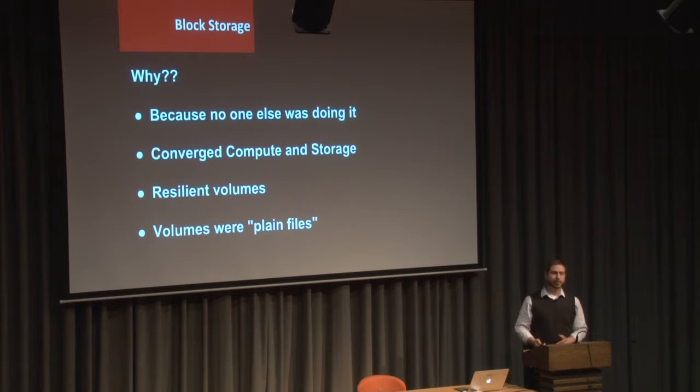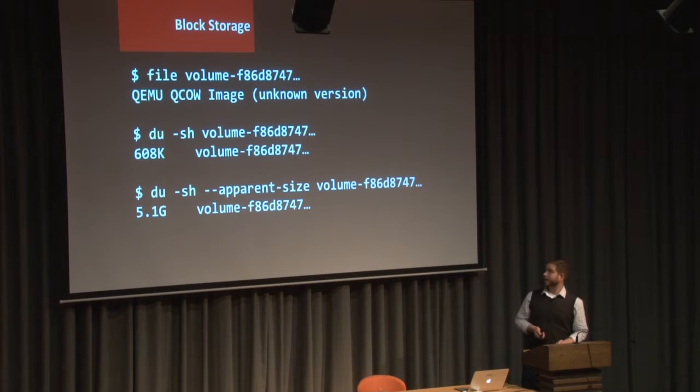And the other benefit was that the block storage volumes appeared just as plain files on the underlying storage system. We like this because it's a lot easier to work with a plain file than it is with any type of non-file service. An example of that here, if you just ran the file command, it's just a QEMU QCOW file that is attached to the virtual machine, just like a block device. They were thinly provisioned, so there's a 5 gig volume here, even though it's only taking up 600K of space.